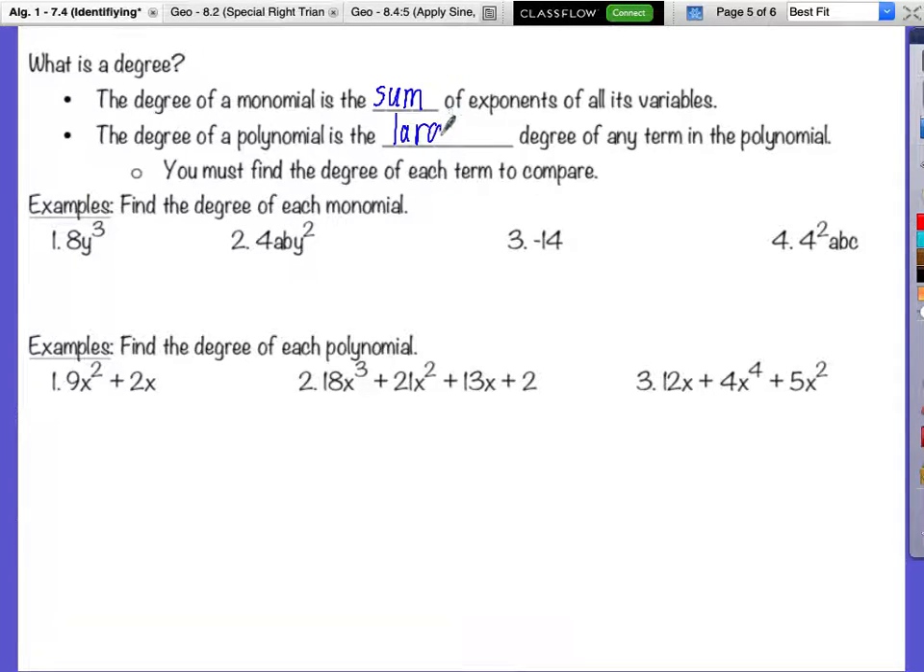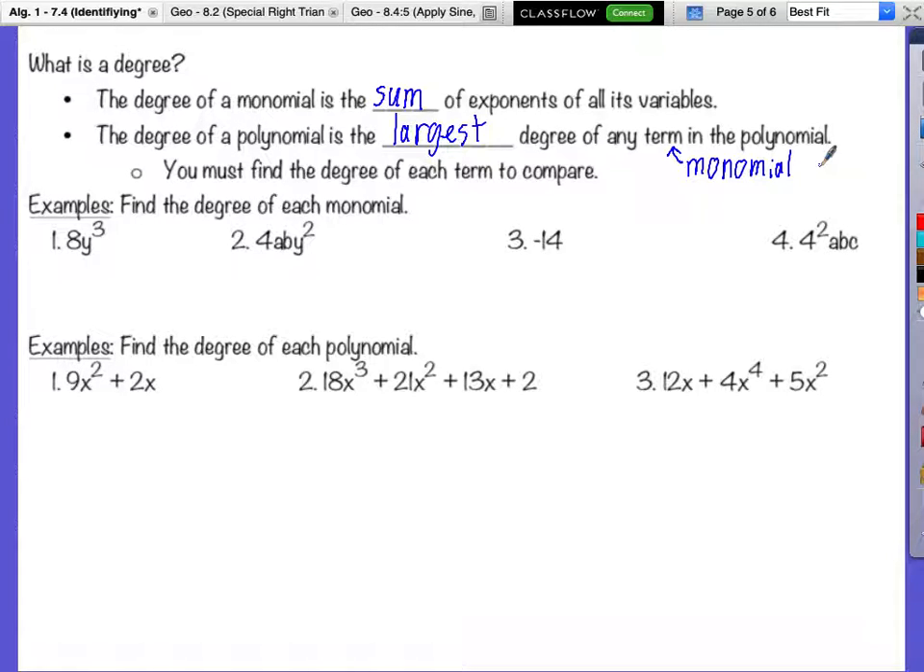Now, if we have a polynomial, with multiple terms, more than just one, the degree is going to be the largest degree of any term in the polynomial. The degree of a polynomial is the largest degree of any term in the polynomial. Now, a term in the polynomial is just another word for a monomial. So maybe write that in and say, hey, that's what term means. It just means a monomial.